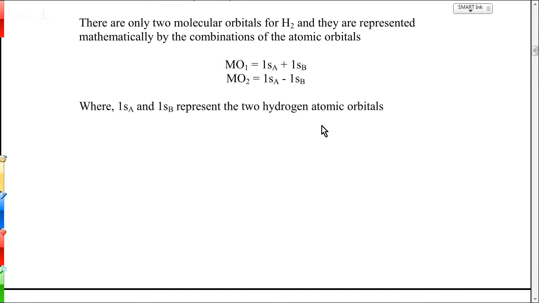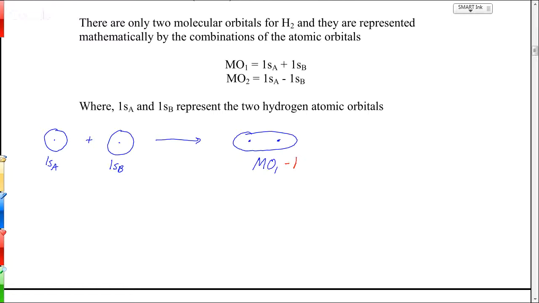We have to think mathematically about what it means, for the actual structure of the orbital, to add or subtract the orbitals together. The adding thing kind of makes sense. You take one of them, here's our 1sA, you add it to the other one, the 1sB, and the new molecular orbital that you get kind of looks like the combination of those two hooked together. And this one is called, let's call it MO1, like molecular orbital 1. This is known as a bonding molecular orbital because it shows the two atomic orbitals together. That'll make more sense when we see the other one, which is the subtraction.